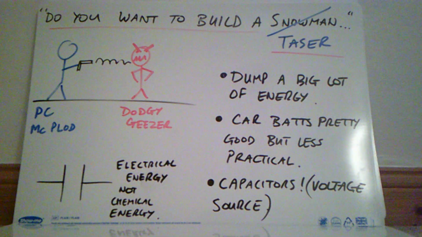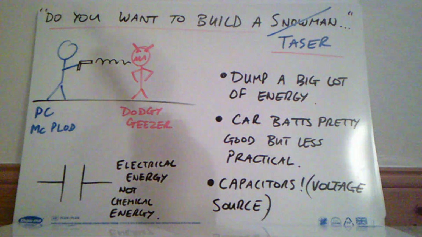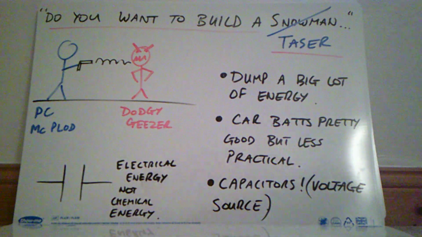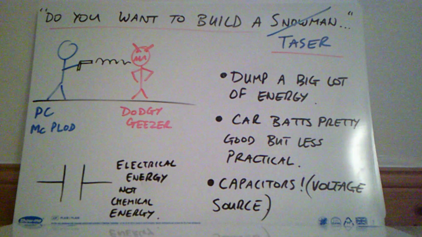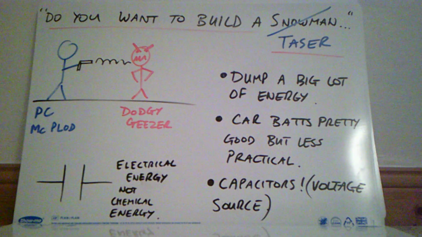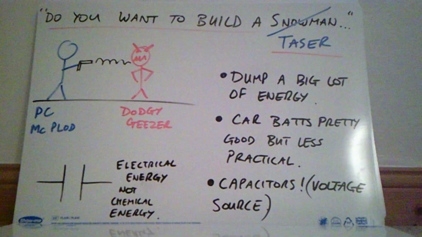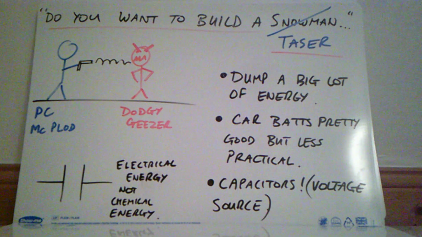So it's not feasible to make this happen with a battery. You obviously need a source of voltage to make this happen. You need a source of voltage to knock down Dodgy Geezer, but a battery isn't feasible. Yes, car batteries can give you a very educational shock, but obviously car batteries are big and heavy, and the gun would be extremely unwieldy if it was powered by a car battery.